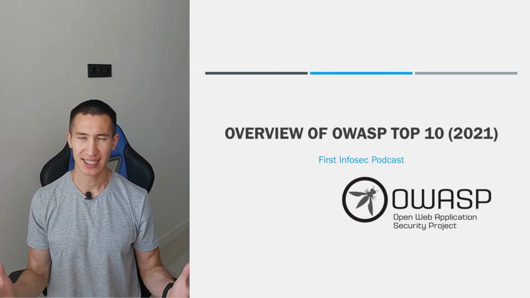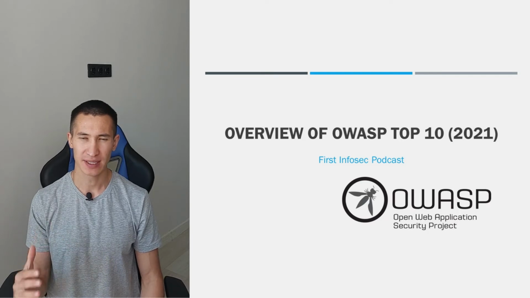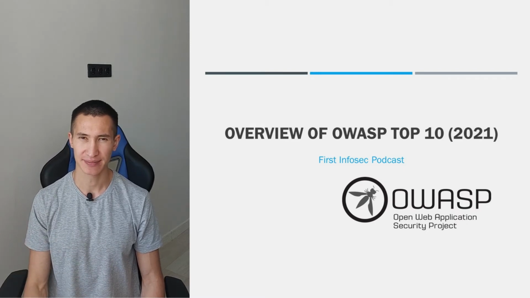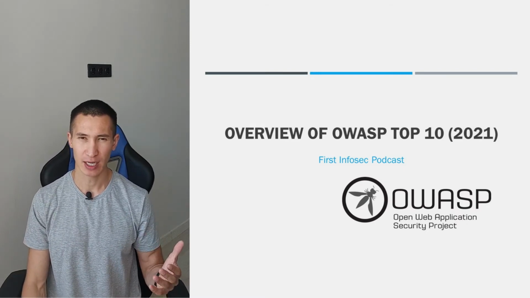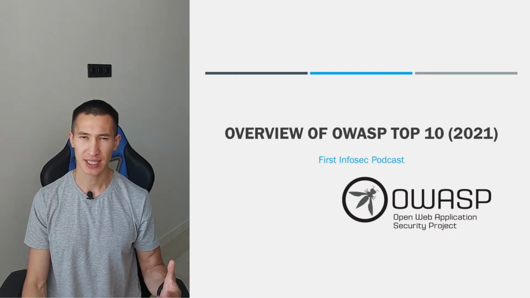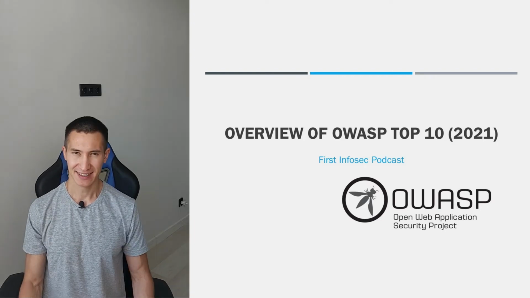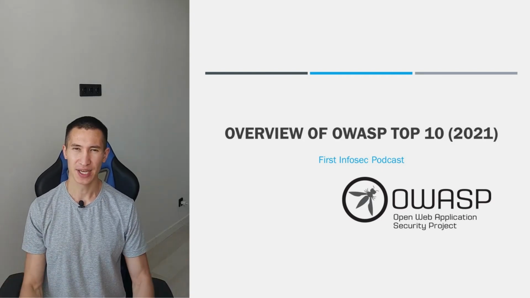Today we will overview OWASP Top 10. OWASP Top 10 is a list of the 10 most critical security risks to web applications. The document was developed for companies to help them secure the code of their products. A link to their official website is in the description.